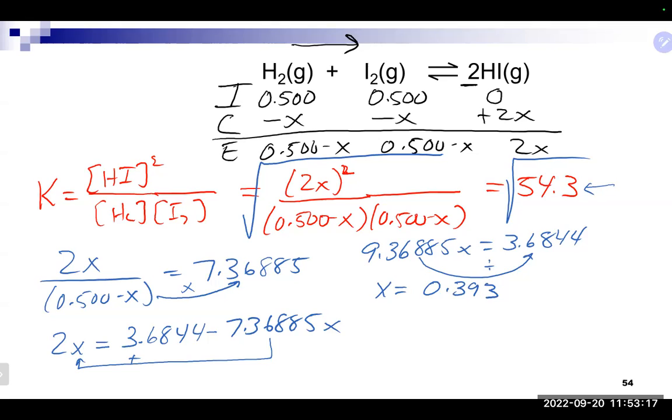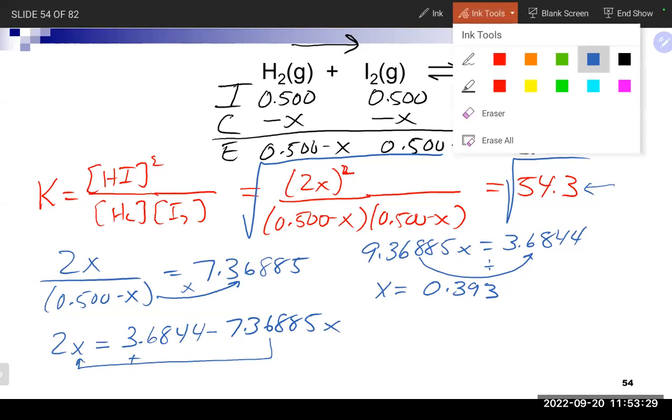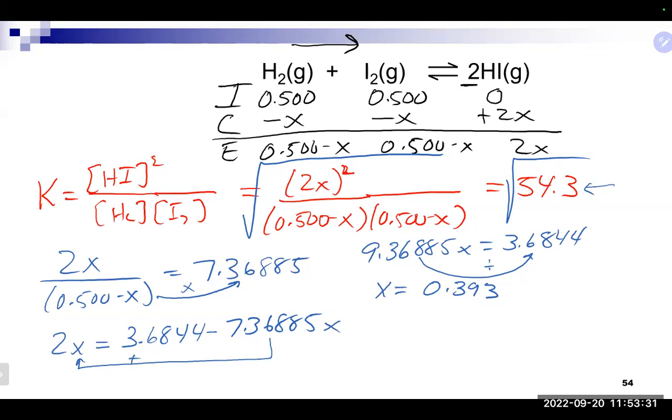Questions on any of that math there? All right, so as we talked about, that is not necessarily the answer. That is the change or the x value. And once again, that x value that we just got there, this x value is every single x value that you basically see in that table.